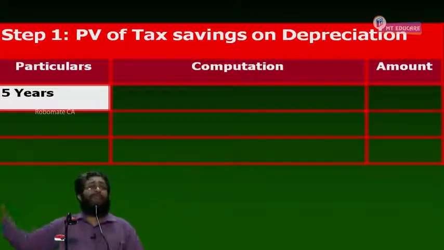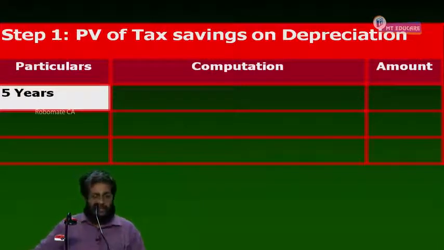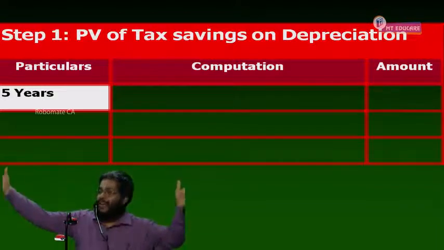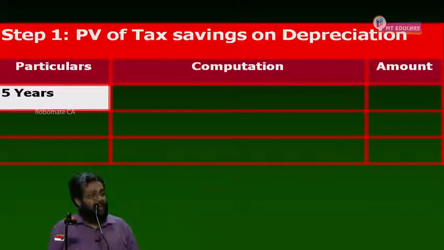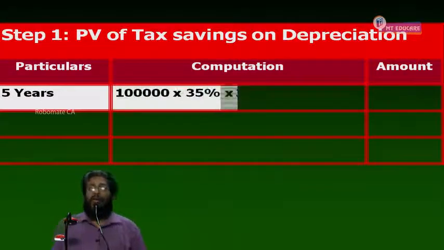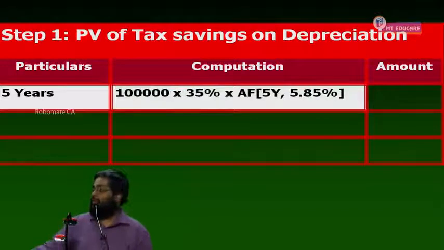On that 1 lakh, how much percent tax can be saved? 35%. So 35,000 is a single tax saving. It is an annuity, multiplied by the annuity factor discounted at what percent? 5.85%. Right down 1 lakh into 35%. Sometimes there can be 1 or 2 typing mistakes, just correct them. What is 1 lakh? What is 35%? Tax saving. This tax saving happens 5 times.